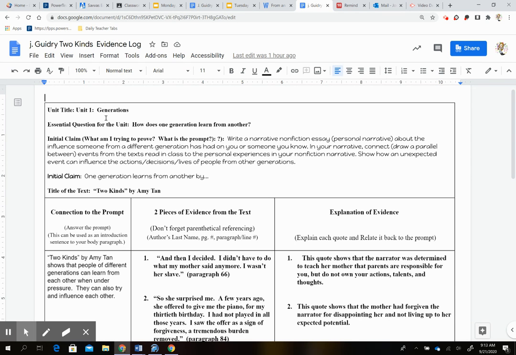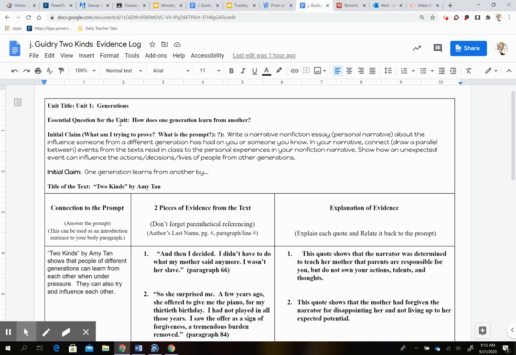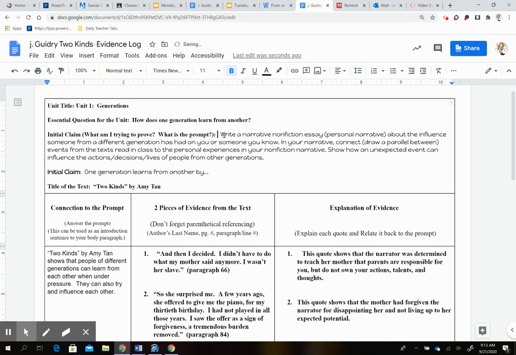So we have our Unit 1 generations, essential question for the unit: how does one generation learn from another? Then we have our prompt, and our prompt says write a narrative nonfiction essay, a personal narrative about the influence of someone from a different generation has had on you or someone you know. In your narrative, draw a parallel between events from the text read in class and the personal experiences in your nonfiction narrative. Show how an unexpected event can influence the actions, decisions, and lives of the people from other generations.